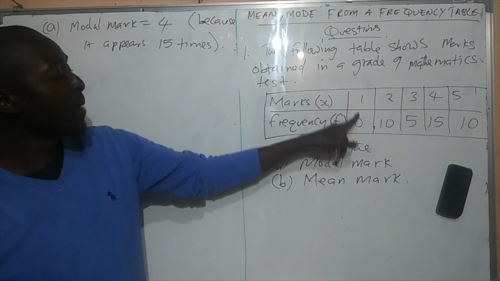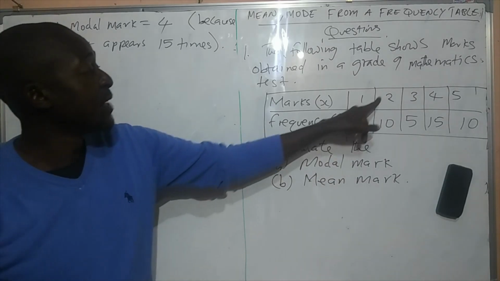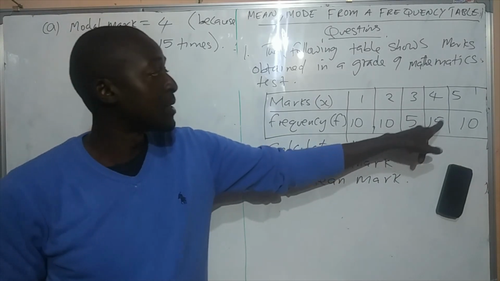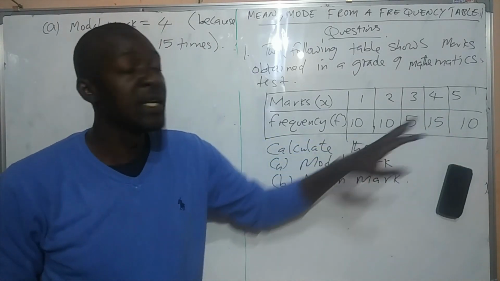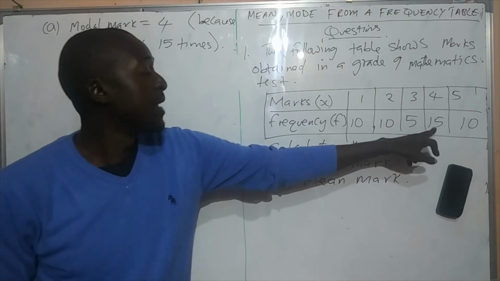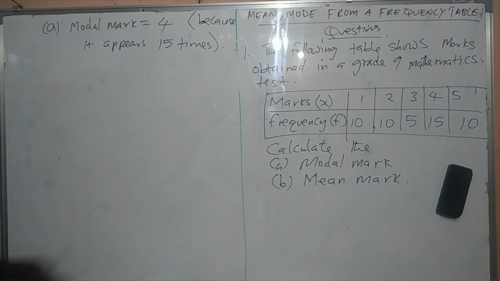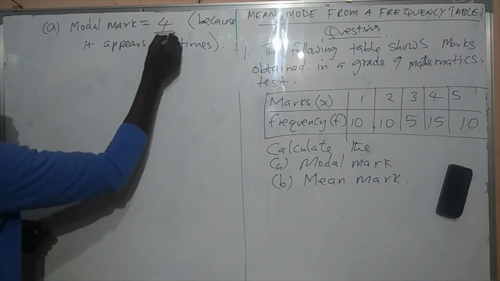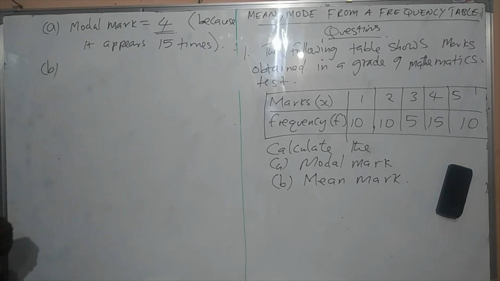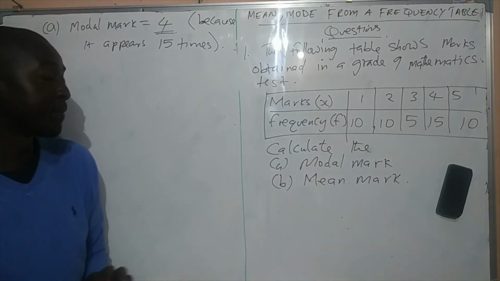Here 1 appears 10 times. If you had to write them out, you would write 10 ones. Then 2 appears 10 times, 3 appears 5 times, 4 appears 15 times, 5 appears 10 times. So 15 is the biggest, which means the mode is the number on top of it, which is 4. So our answer is 4 for the mode. Then we can go to B. Let's now see how to find the mean from here.